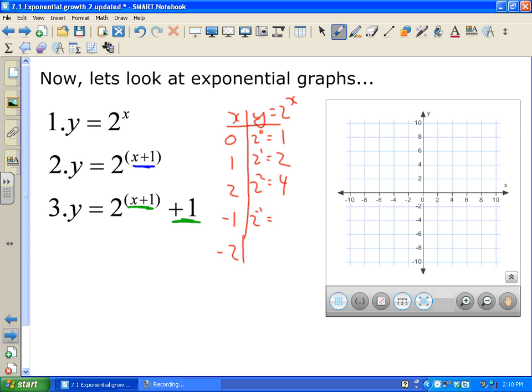I recognize that from a different chapter. 2 to the -1, that negative exponent, hey, that's in the wrong spot. That means this thing is in the wrong spot. So actually, 2 to the -1 is 1/2.